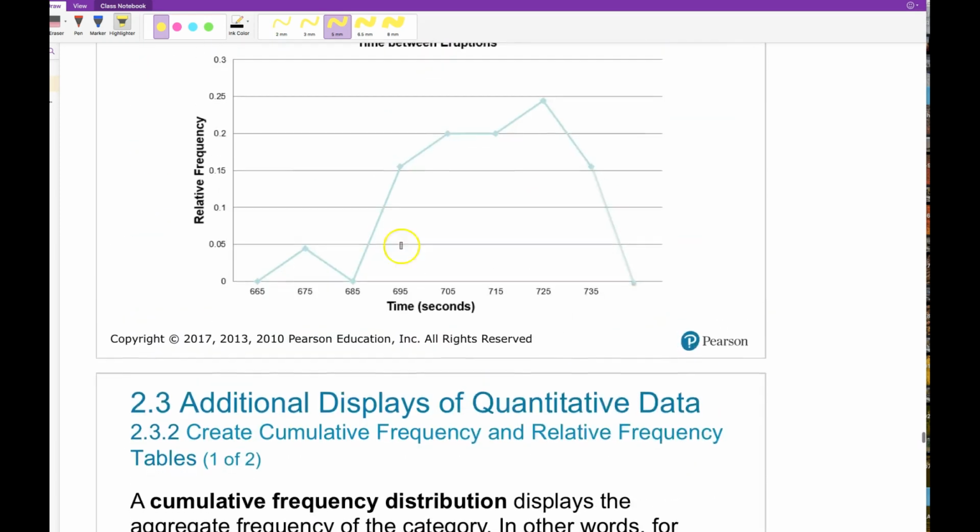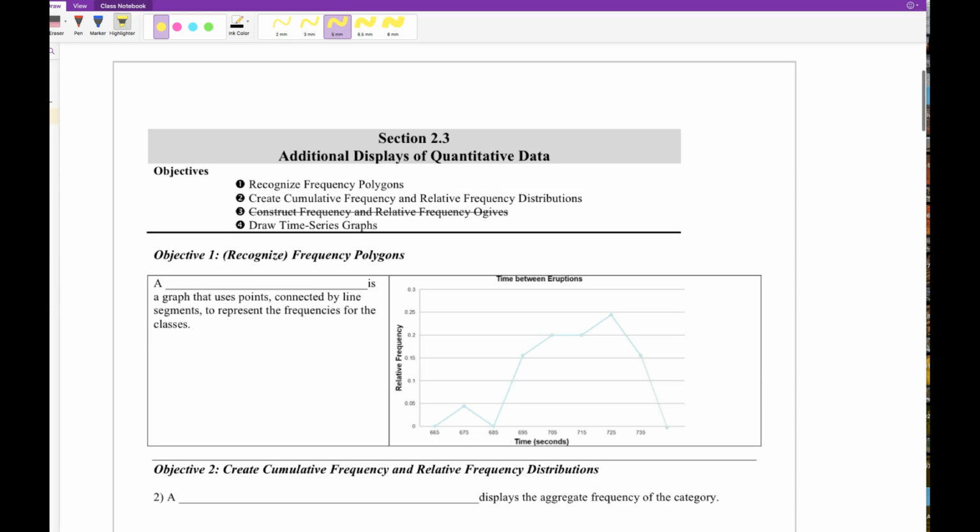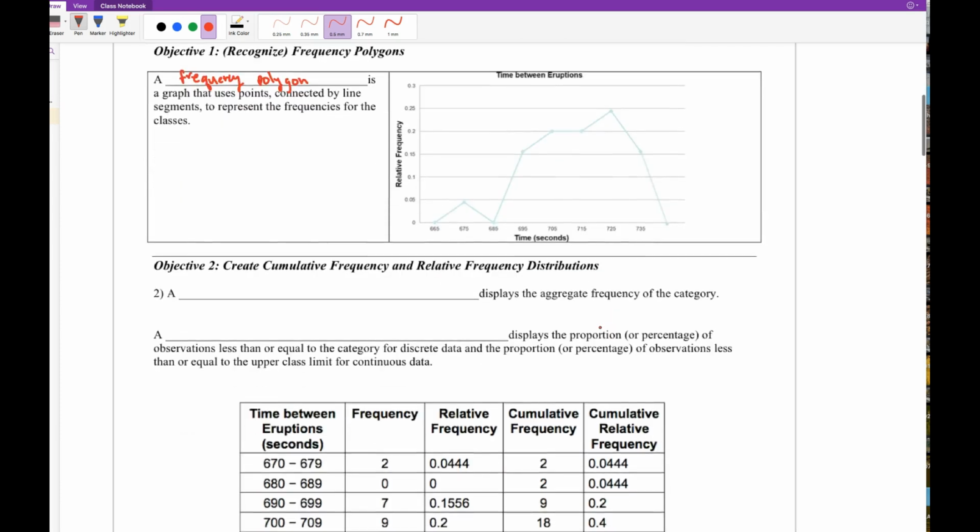And so if you were going to fill in any information on your notes, all we're looking at here that you would want to make sure you get, again, this here is a frequency polygon. The word's already there, but you can fill it in. A frequency polygon, right? It's a graph that uses points, uses the midpoints, and then you graph the frequency or relative frequency with those. And so we have that.